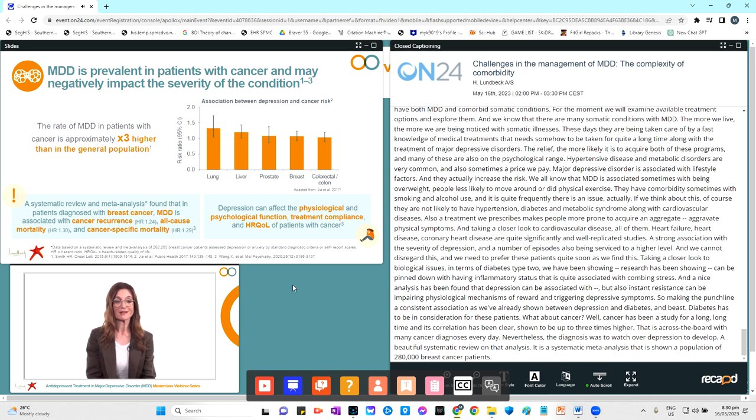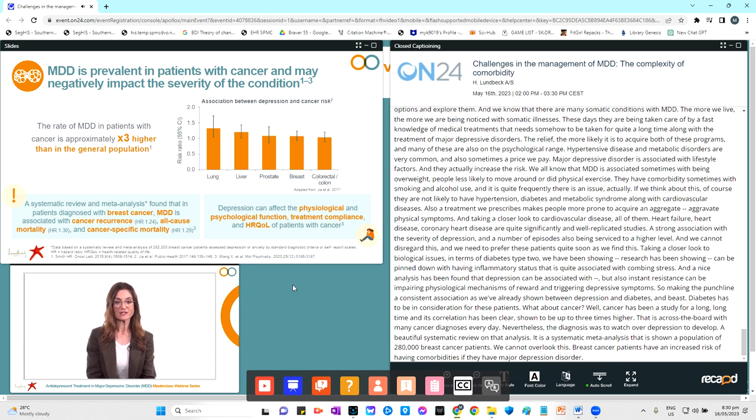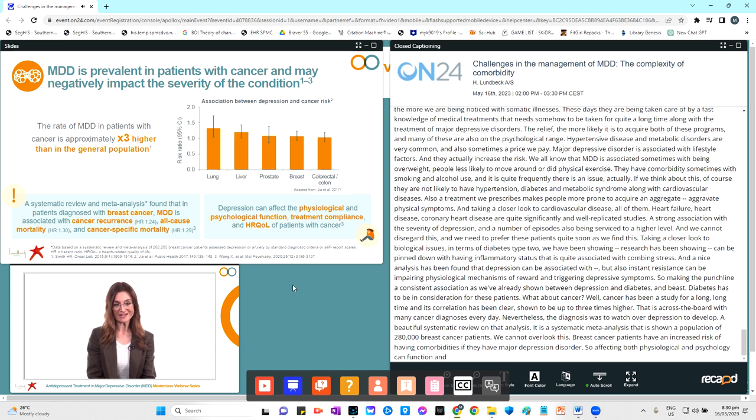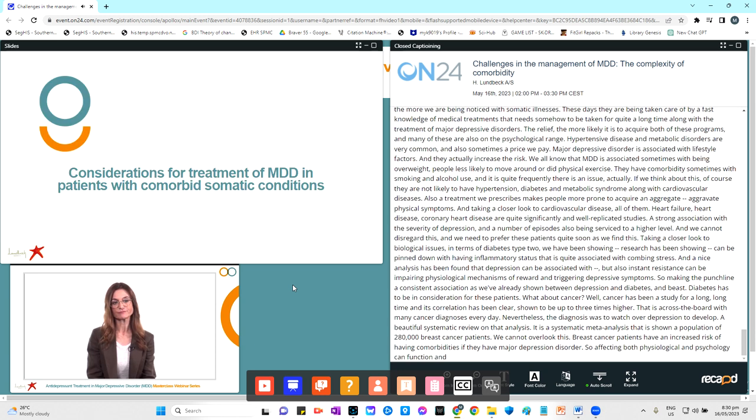Breast cancer patients have an increased risk of having recurrence, all-cause mortality, and cancer-specific mortality if they have major depressive disorder. So affecting both physiological and psychological function and their quality of life, this is a single and important prognostic factor for people with cancer.